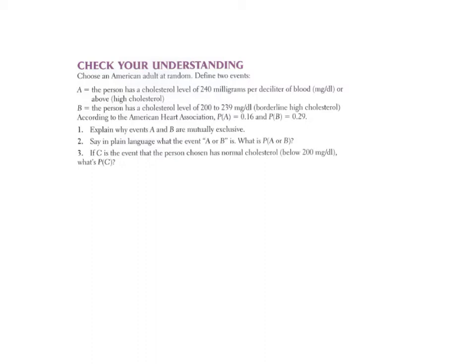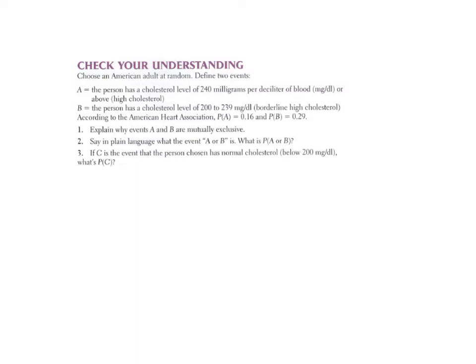Well, a person can't have two different cholesterol levels. They cannot have a cholesterol level of both 240 or above and, at the same time, a cholesterol level between 200 and 239. So those two events would be considered mutually exclusive. So number 2 there, say in plain language what event A or B is. What is the probability of A or B?